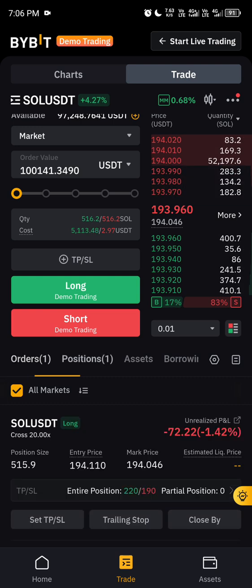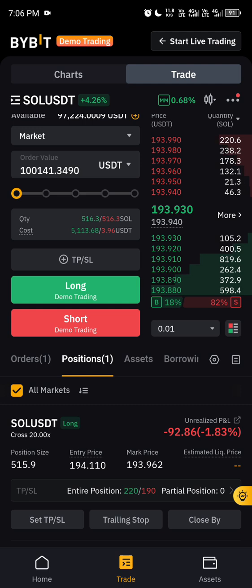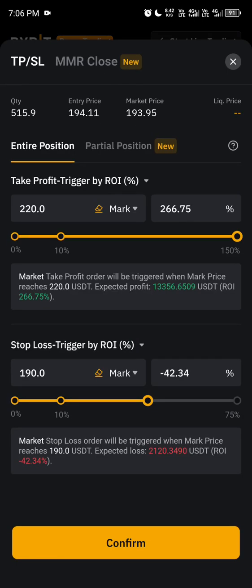So come here. Now that the position is up and running, we can now set in a partial profit. So set TP and SL. You see, we now have two places. We have the entire position and we have partial position. So your total take profit is 220. So expected profit is 13,356, right? You come to partial position.